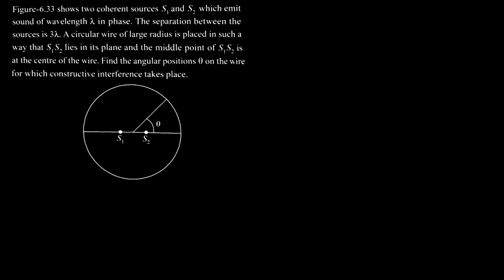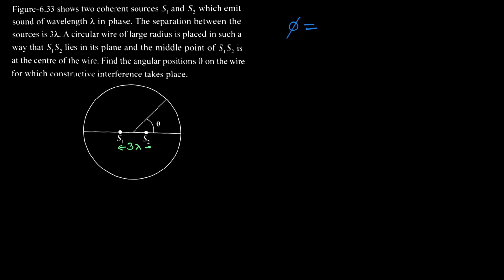Alright, ahead to another question. In this question they are asking about the distance between these two sources. These two sources are given, and the distance between them is 3 lambda. So this distance, S1 to S2, is 3 times lambda. And in this question they're asking how many maxima will appear.